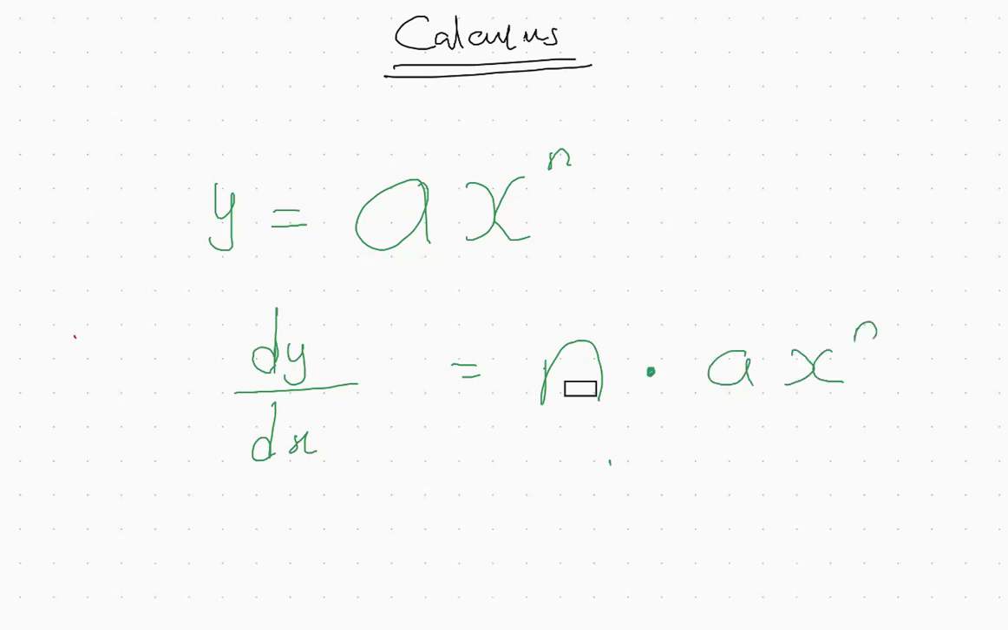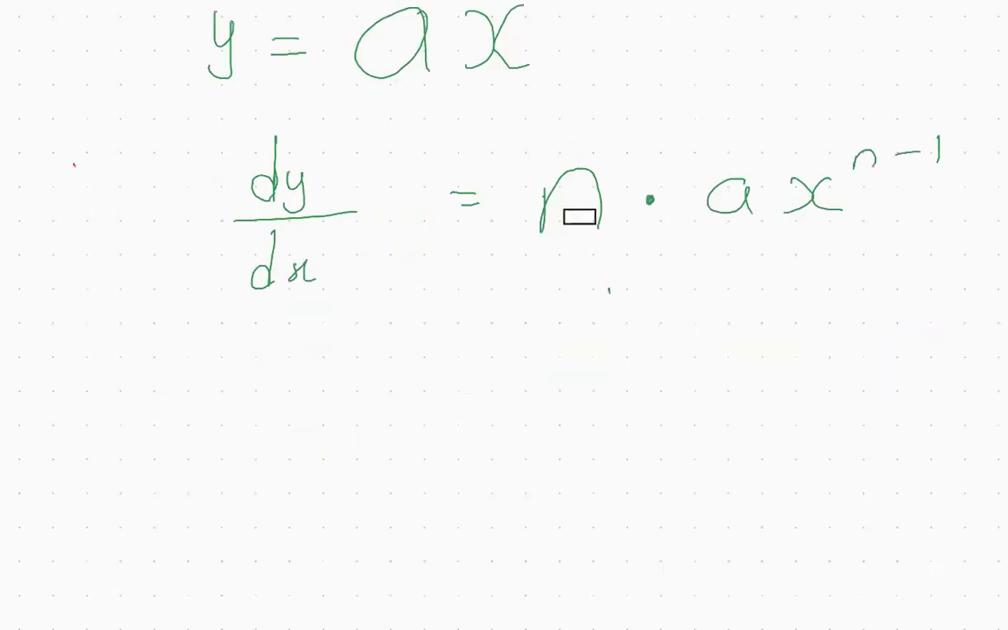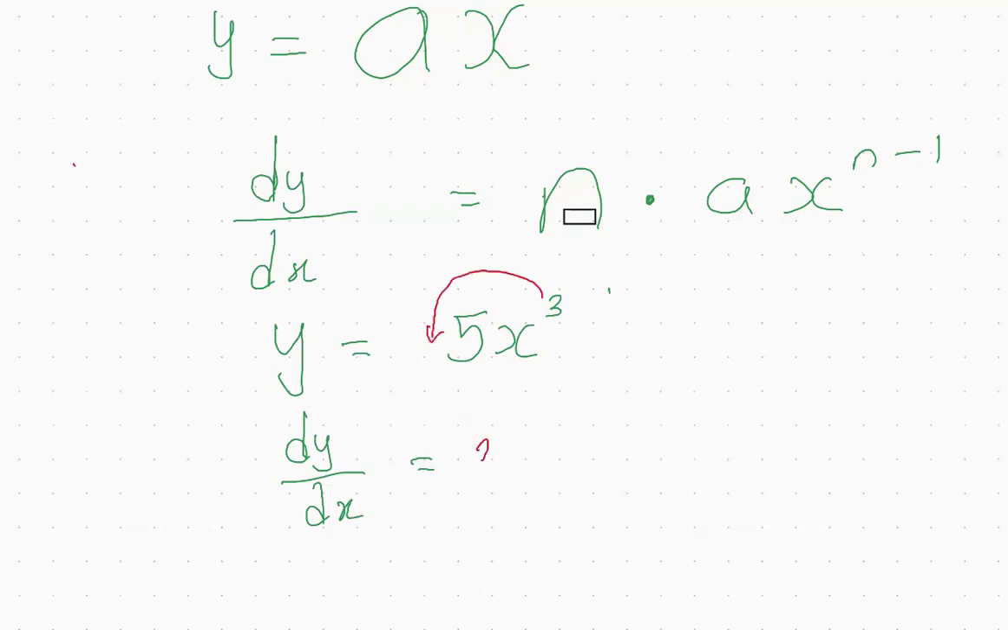So the first example is this. If you say y equals 5x cubed, what you have to do is dy/dx equals: you move the 3 here, that gives you 3 times 5, then you put the x there to the power of 3 minus 1. So that gives you 15x squared. You move the 3 to the front and take 1 away from the power.